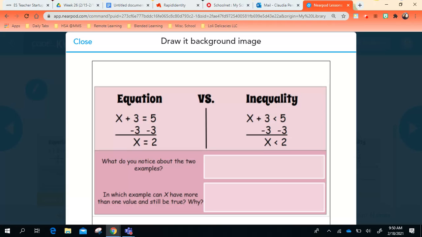So what do you notice about the two examples? It doesn't have to be anything super extreme. What do you notice? And you should already know the answers to both of these. What do you notice? And in which one is there more than one value and why?